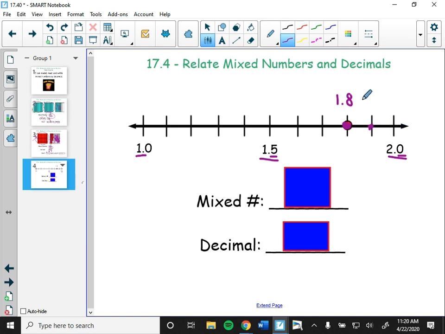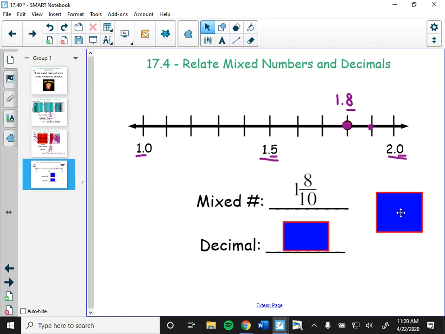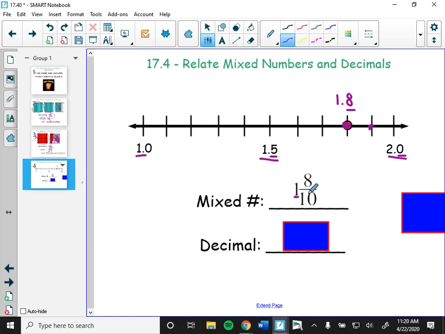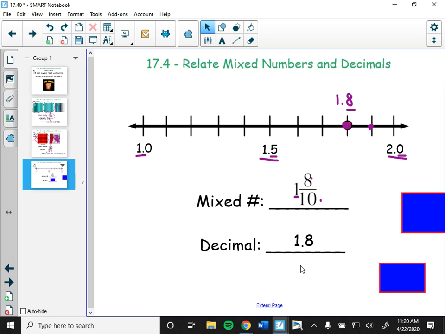So 1 and 8 tenths, because it's the tenths place value. Our mixed number is going to be 1 and 8 tenths, and our decimal is going to be 1.8. 1 and 8 tenths.